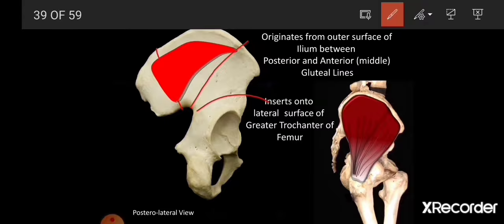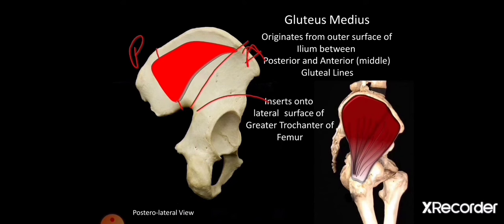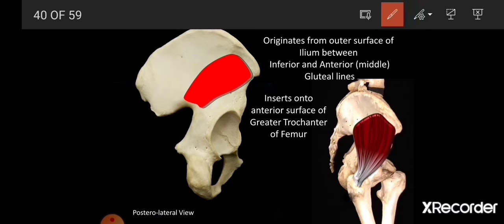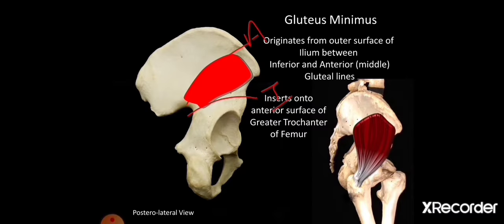So between the anterior and posterior gluteal lines, we have the origin of gluteus medius. Then between anterior and inferior gluteal line, this is anterior gluteal line, this is inferior gluteal line. In between these two, we have the origin of gluteus minimus, and it is inserting on the anterior aspect of the greater trochanter.